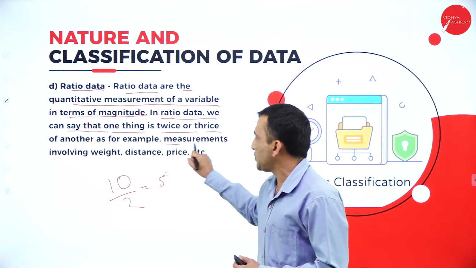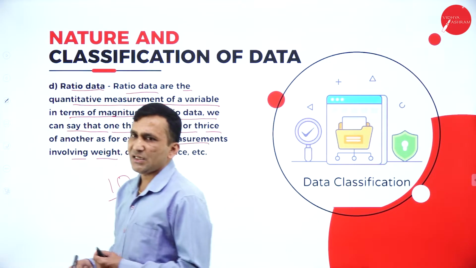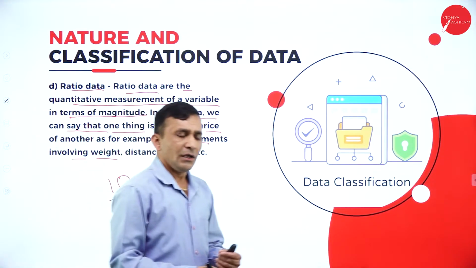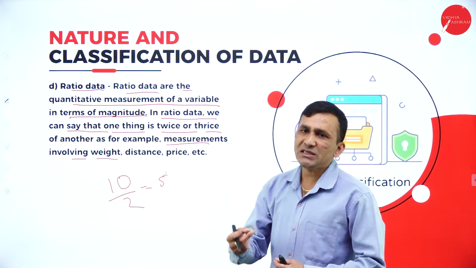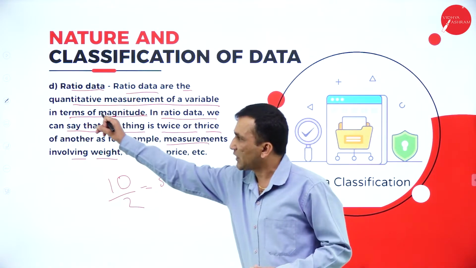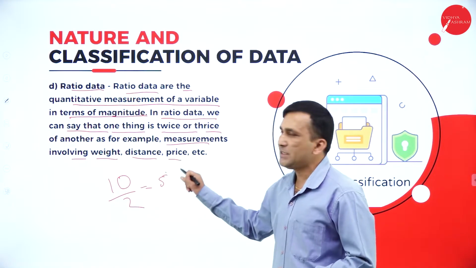For example, a measure involving weight: one family is purchasing 10 kg of rice. If you compare with one more family, which says I will purchase twice what you are purchasing, that means it is coming under the ratio data. Distance and price, etc., also.